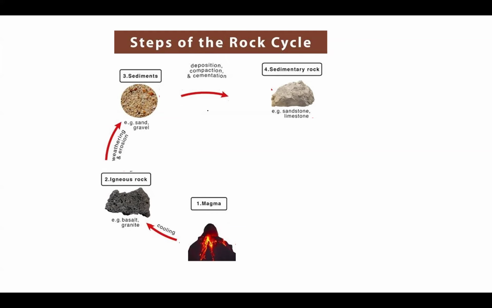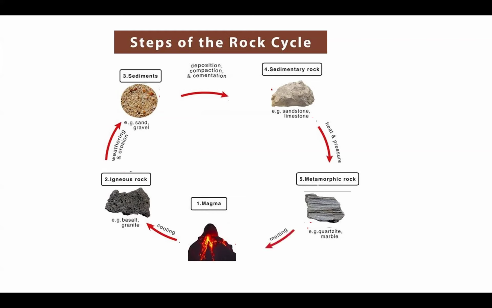That word itself indicates it. And when the sedimentary rock undergoes heat and pressure, it leads to the formation of metamorphic rock. Again, this metamorphic rock melts, and it returns to the formation of magma. So this is how the three different rocks are formed: igneous rocks, sedimentary rocks, and metamorphic rocks.